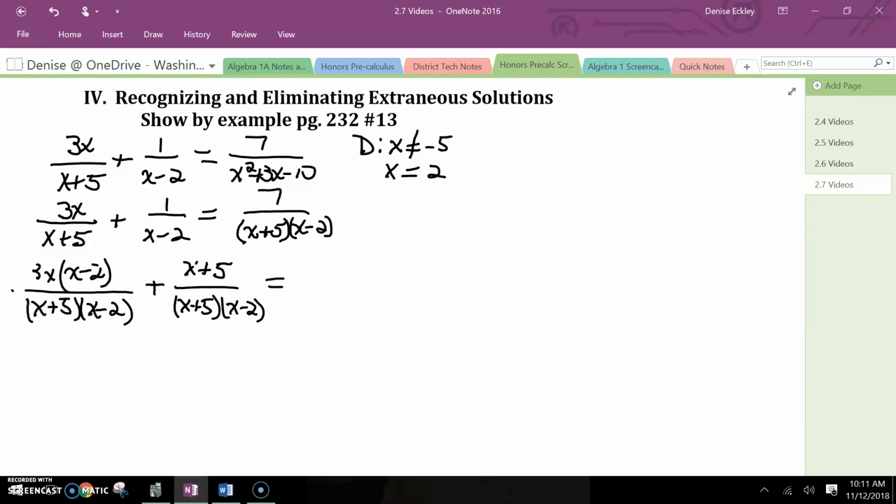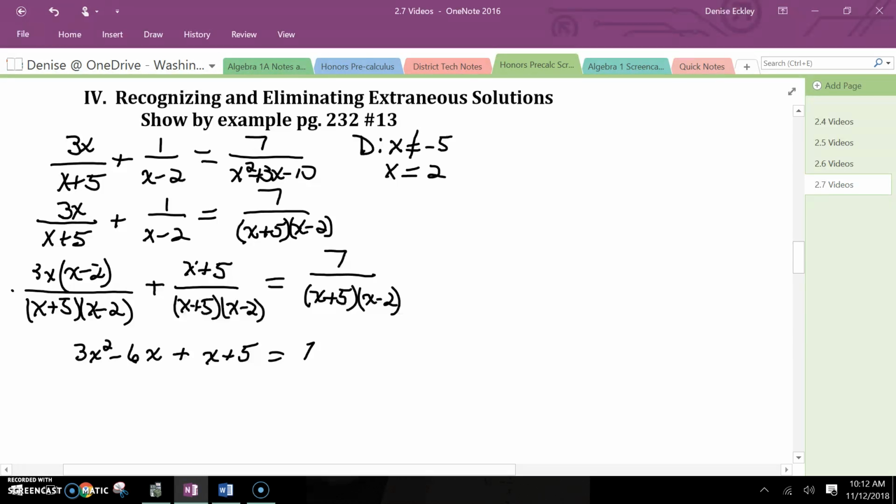And then on the other side of the equal sign, I don't have to change that at all, because it has the common denominator. So now what I can do is just solve the numerator, and I'm going to distribute and rewrite it. So I have 3x squared minus 6x from the first fraction, then I have plus x plus 5 from the second fraction, and this is going to equal 7. So since it is a quadratic, I will have to combine my like terms, set it equal to 0, then I need to solve the quadratic.